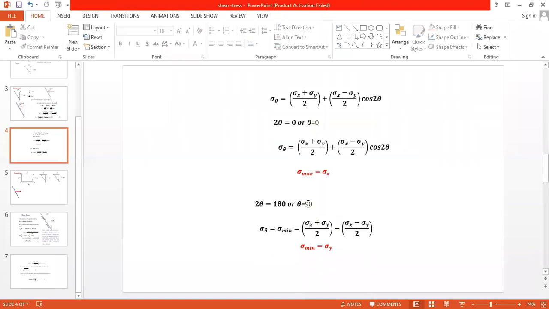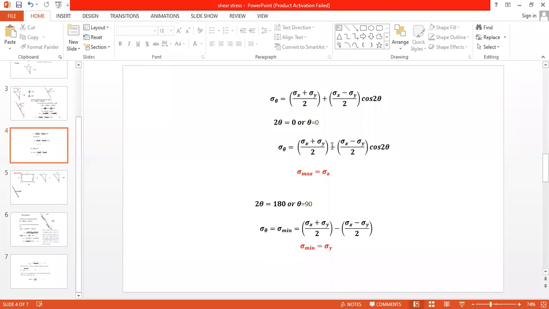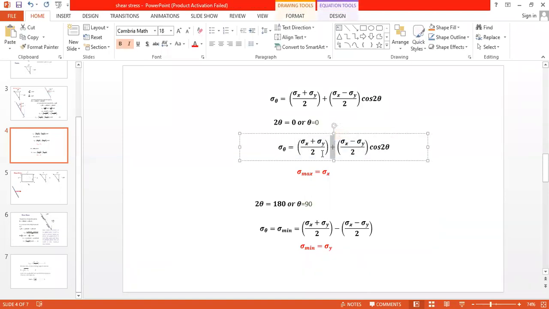Okay, now this is the major principal plane position and this is the magnitude of the major principal stress. Now for minor, when 2 theta is equal to 180 or theta is equal to 90, how does this equation become? This equation becomes (sigma x plus sigma y) divided by 2. Cos 2 theta is cos 180 and it is minus 1. Therefore this sign will be changed and it becomes negative. Therefore when this sign is negative, this value will be minimum, because of this 180 degree or because of the negative sign.